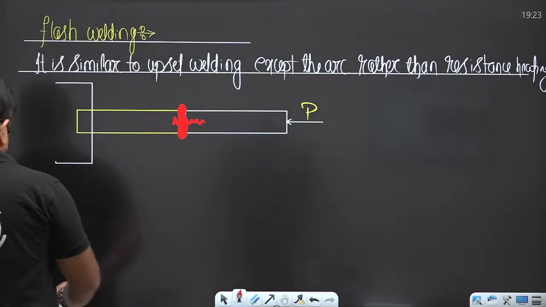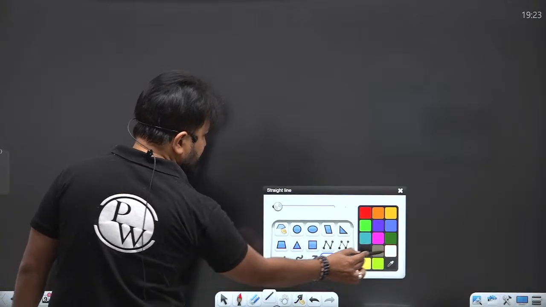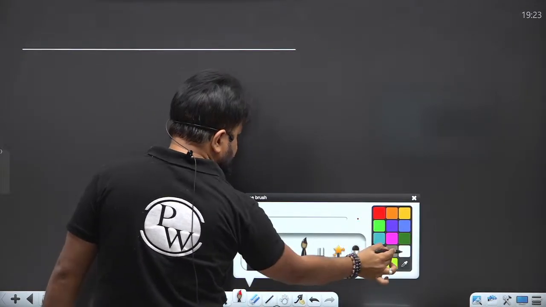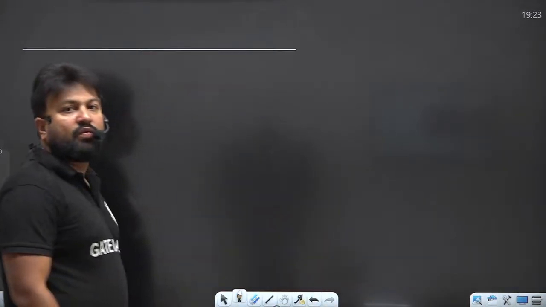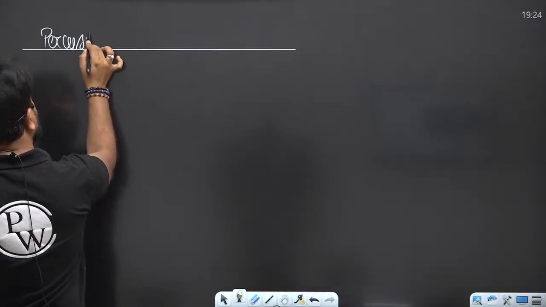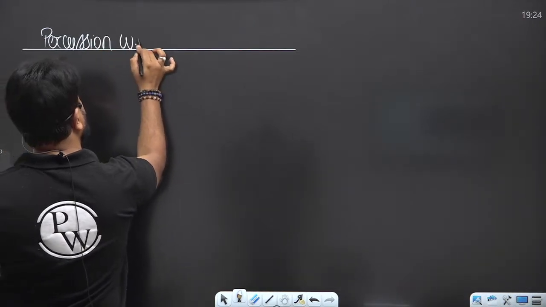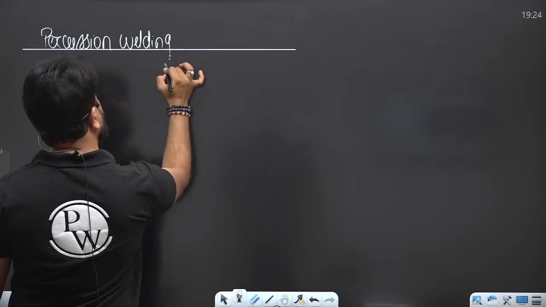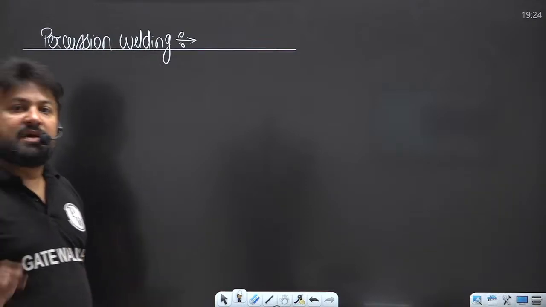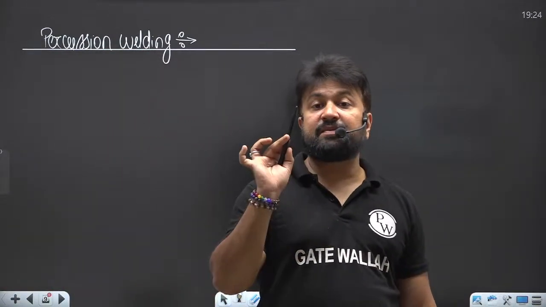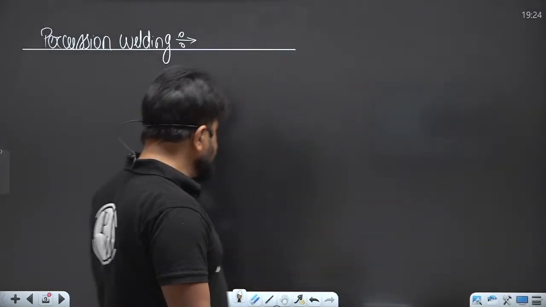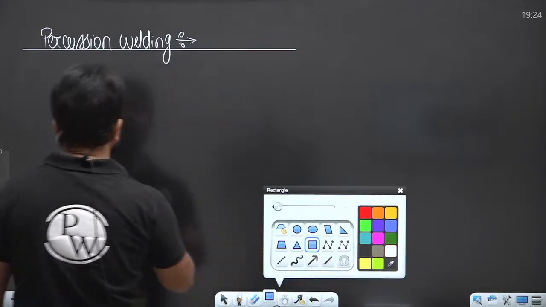Now, similarly, I am going to discuss percussion welding. My dear, let me write down the name of percussion welding. In percussion welding, what is going to happen? This is similar to flash welding, except the arc is powered by rapid discharge of stored electrical energy. Basically, a similar thing is going to happen.